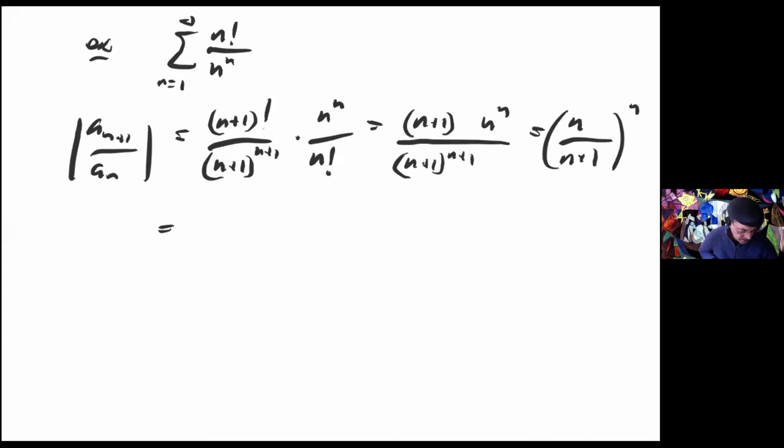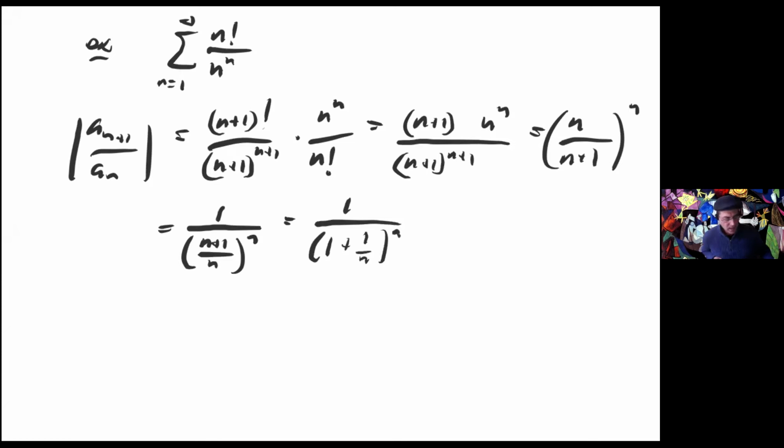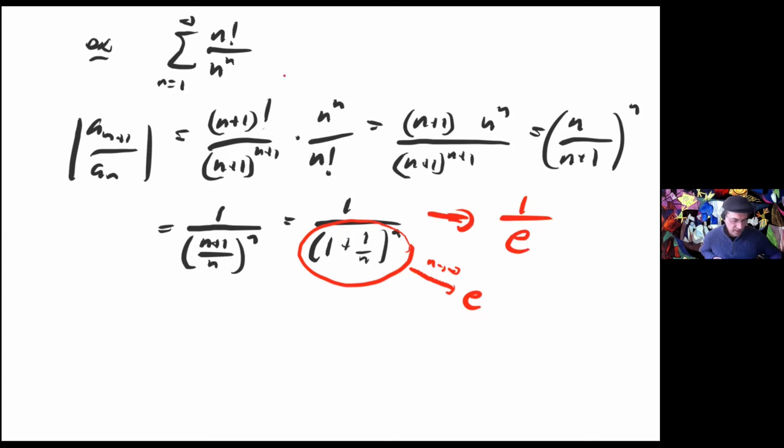What I'd like to say is this is the same thing by just ordinary algebra, 1 over n plus 1 over n to the nth power. And I can rewrite this as 1 over 1 plus 1 over n to the nth power. Now you see what's going on. One of the definitions of the number e is the limit of this denominator as n goes to infinity. So as n goes to infinity, the bottom tends to the number e, which is about 2.7. So this is 1 over this limit. This tends to 1 over e, and that's our L.